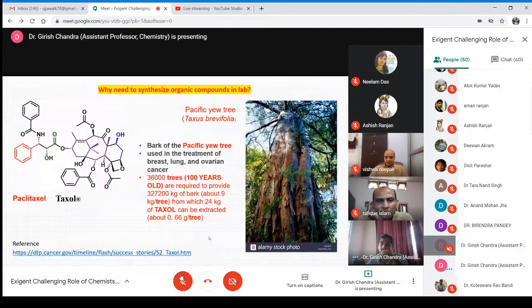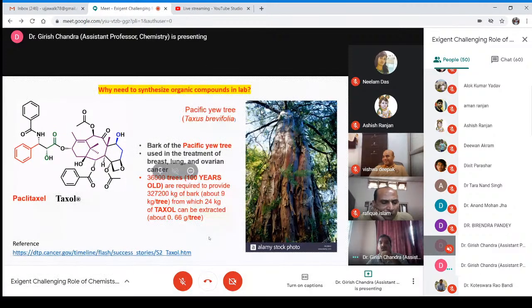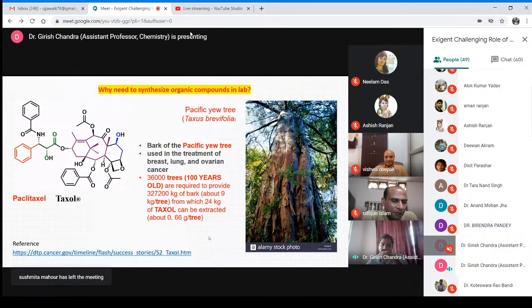by cutting 100 years old tree. Okay, so consider if any cancer patient need 200 milligram per day, then you have to cut at least 3 trees to get the regular dose from nature. Obviously, this is not a good way to basically get the medicines from the nature.